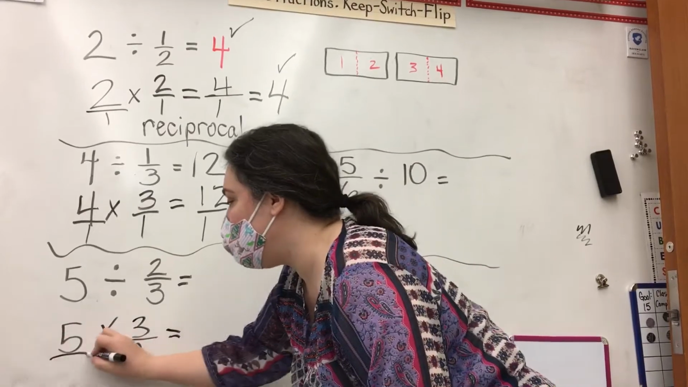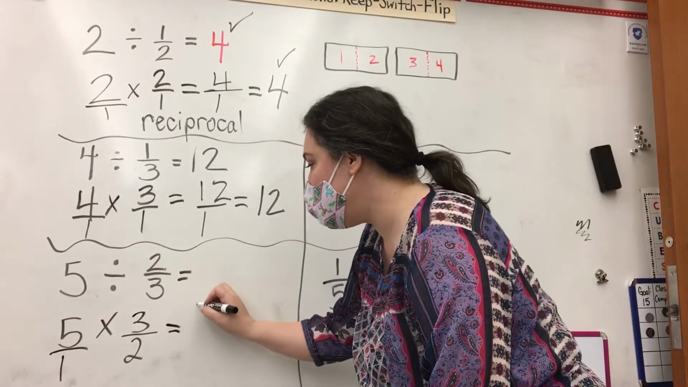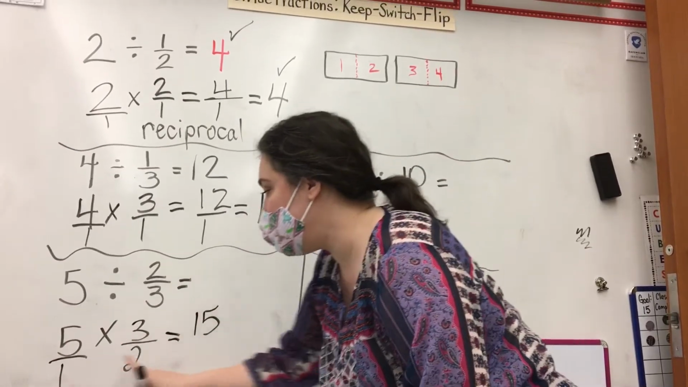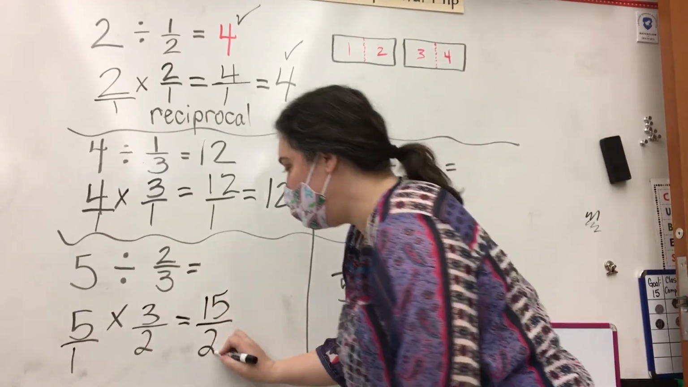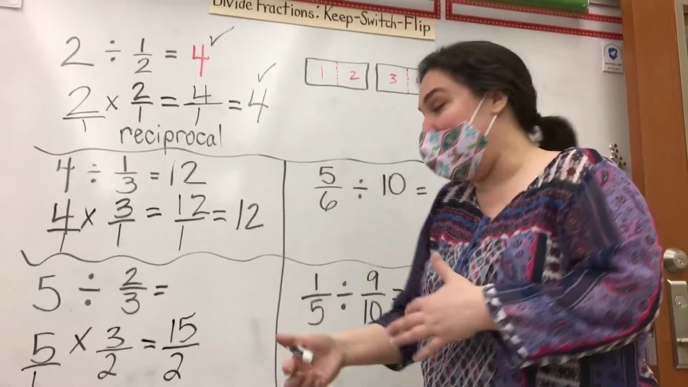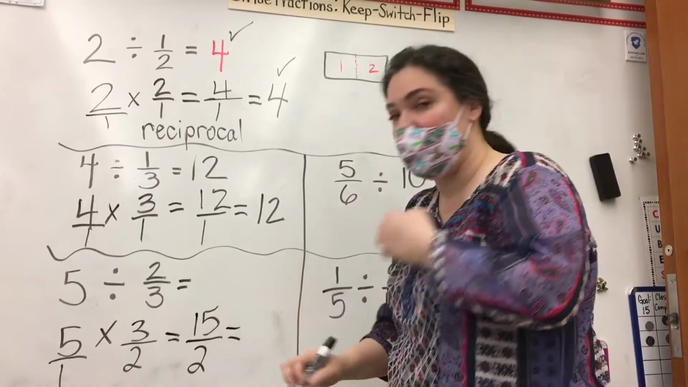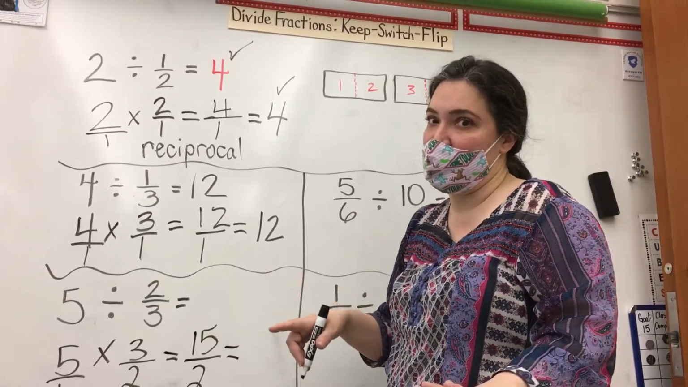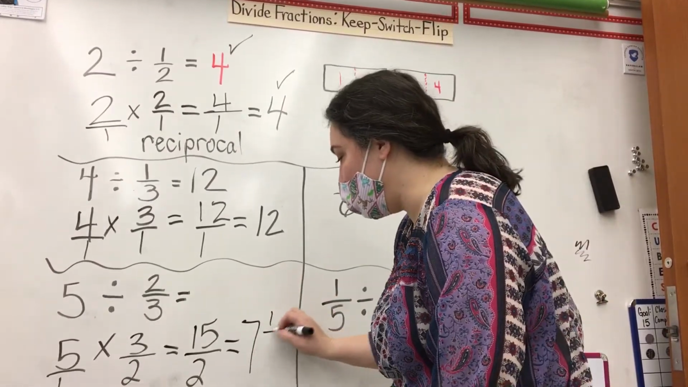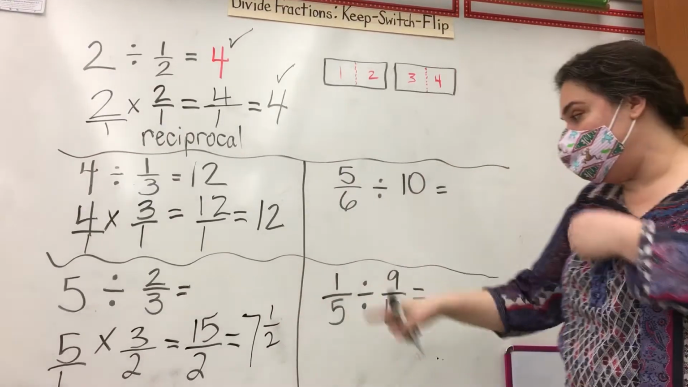Now we can multiply. Let's do it. 5 times 3 is? 15. 1 times 2 is? 2. Our answer is going to be 15 halves. If we want to go ahead and make this into a mixed number, which you know I want to, we can do that. We already learned how to do that. All right, well, let's keep going.